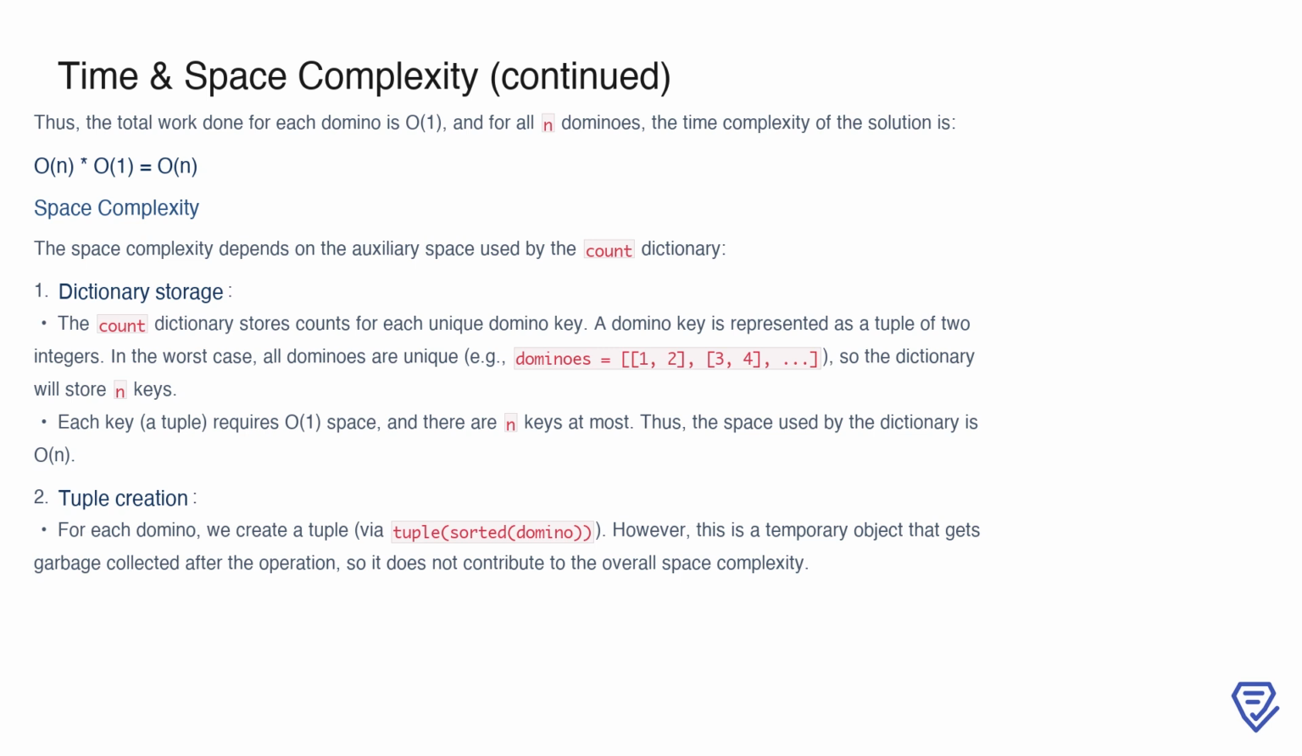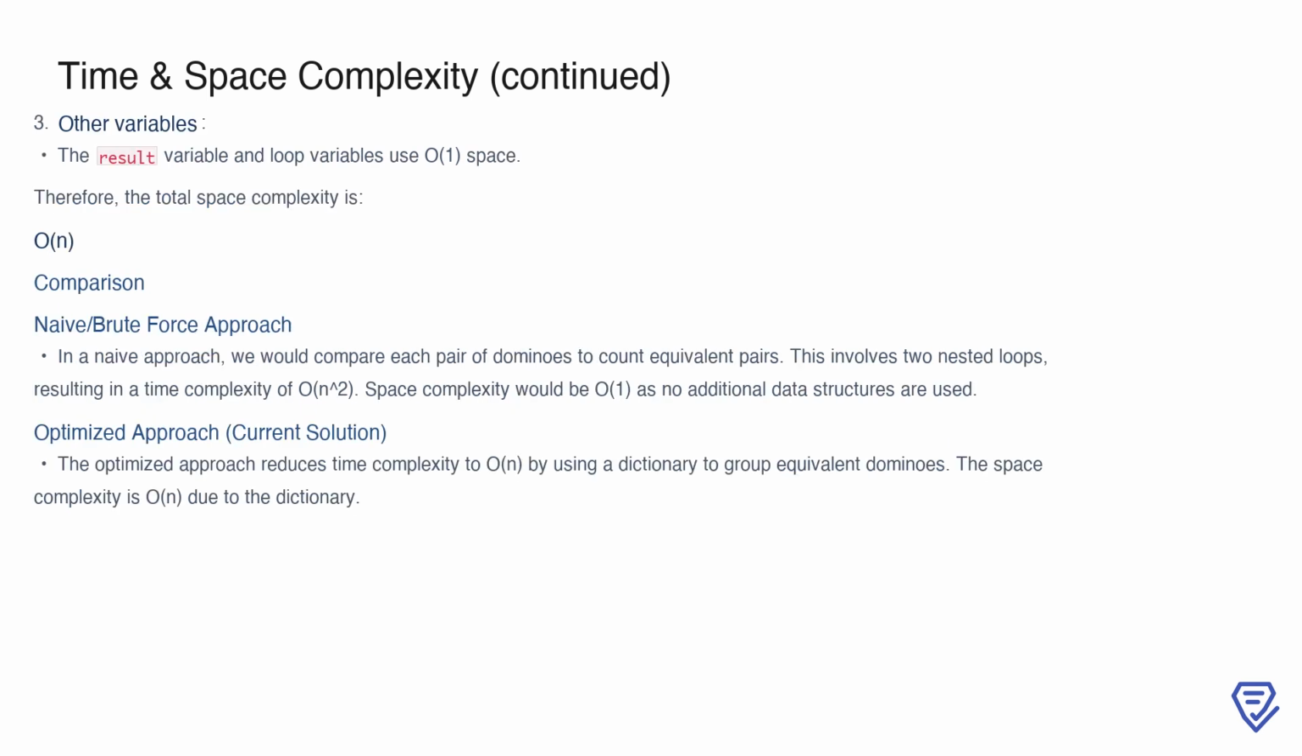Additionally, for each domino, we create a tuple using tuple of the sorted domino. However, these tuples are temporary and are discarded after use, so they do not contribute to the overall space complexity. As a result, the primary contributor to space usage is the count dictionary, making the total space complexity O(n). Besides the dictionary, other variables like the result variable and loop iterators use only O(1) space. Therefore, the space complexity remains O(n).